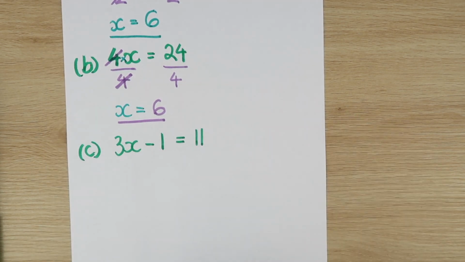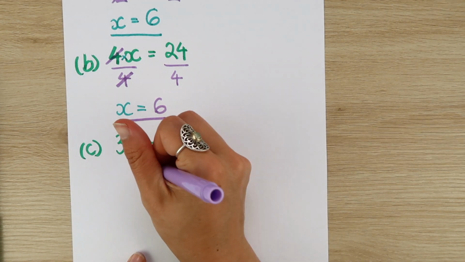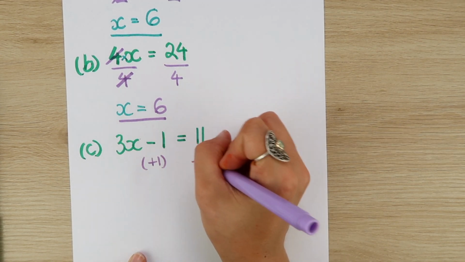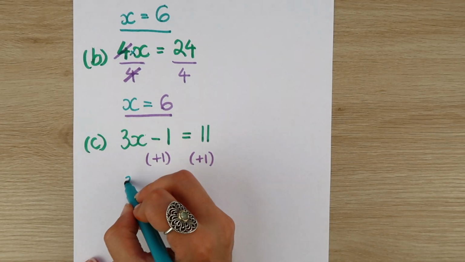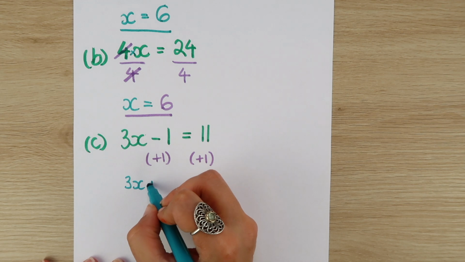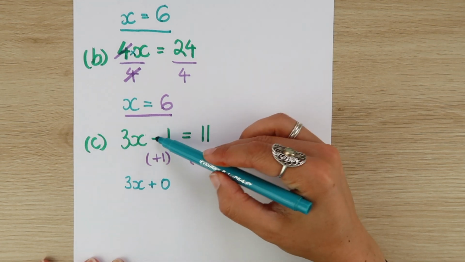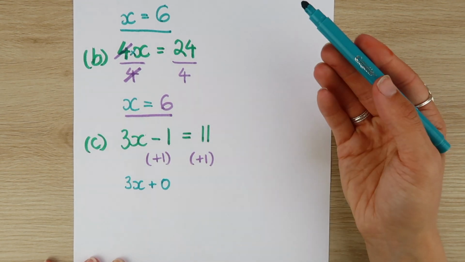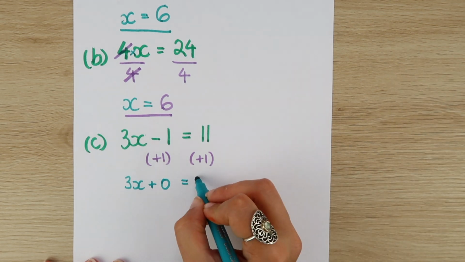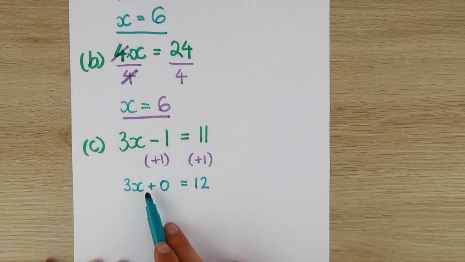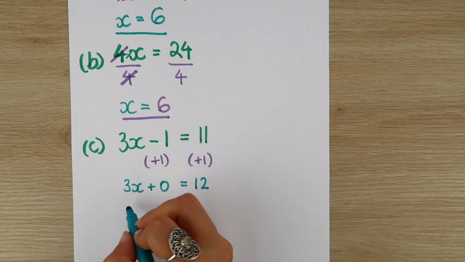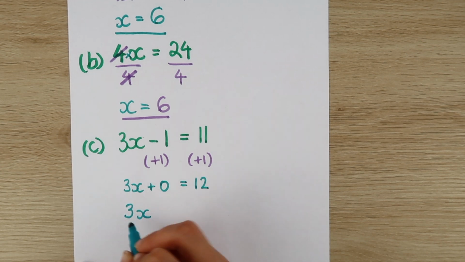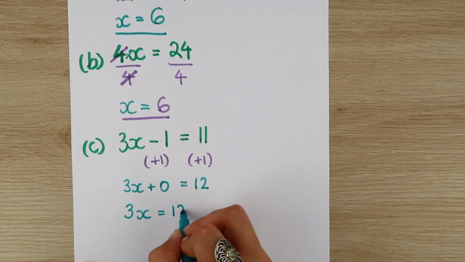Now what this does, if I add 1 to both sides, this side here actually becomes 3x plus or minus 0, because -1 plus 1 is obviously equal to 0. And that side will be equal to 12. Never in an equation do we need to write plus 0. So I'm just going to rewrite this to make it a little bit easier for ourselves. So it's 3x equals 12.